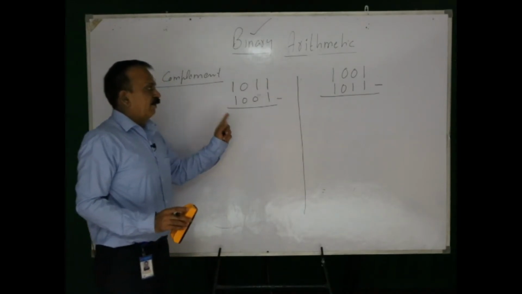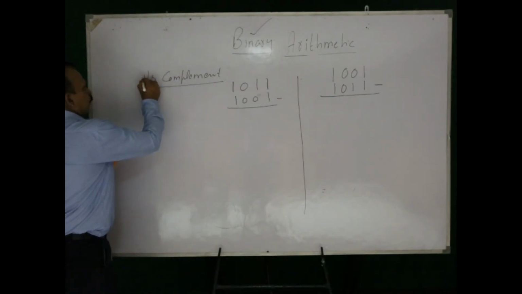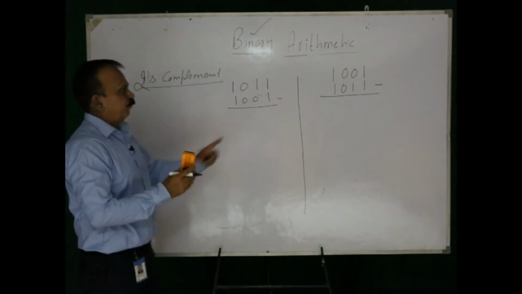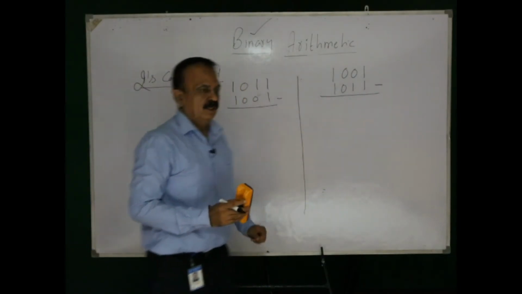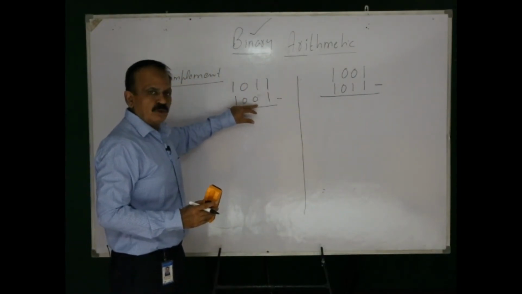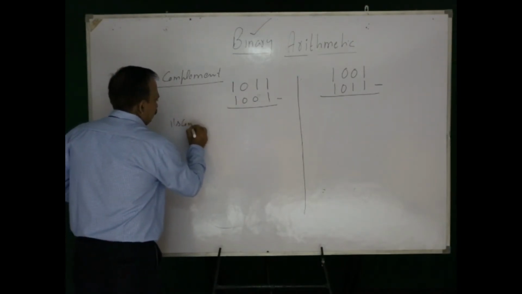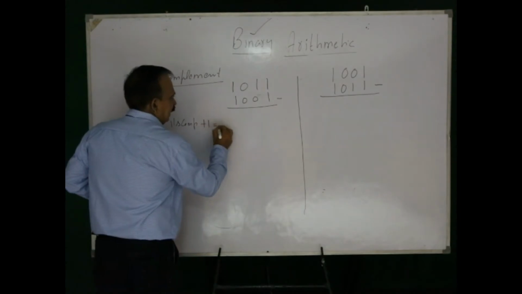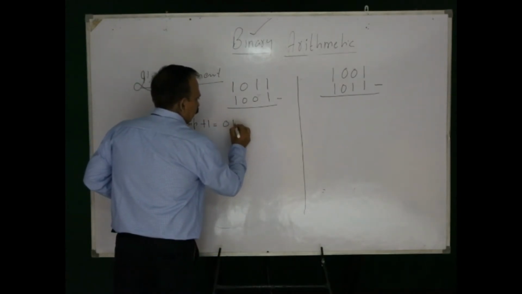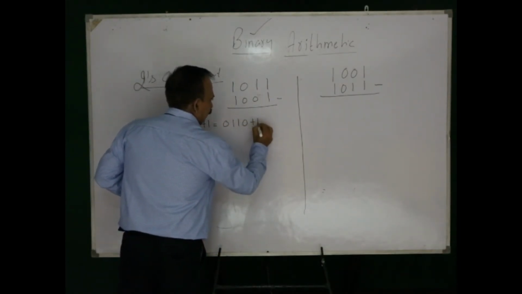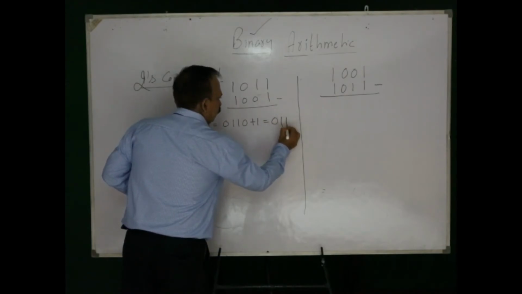Now I will be using 2's complement method for performing these two operations. The first step is find 2's complement of this number. It is 1's complement plus 1, and I hope 0110 plus 1, it is 0111.